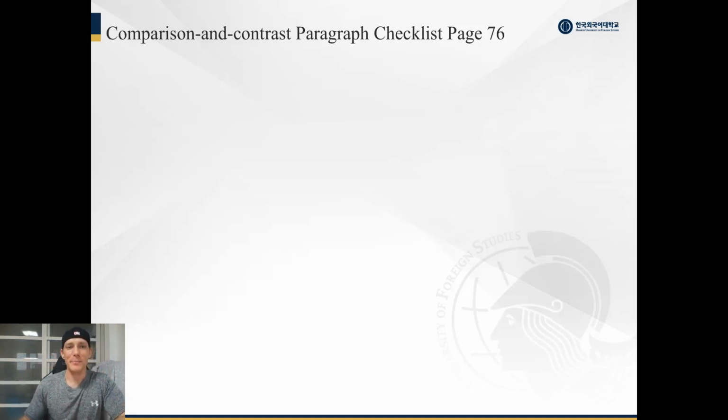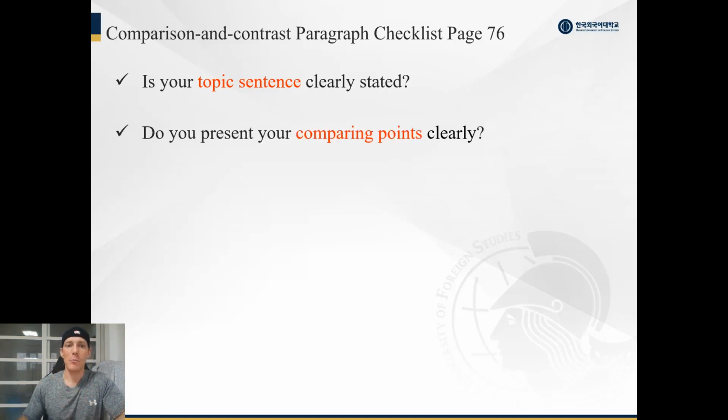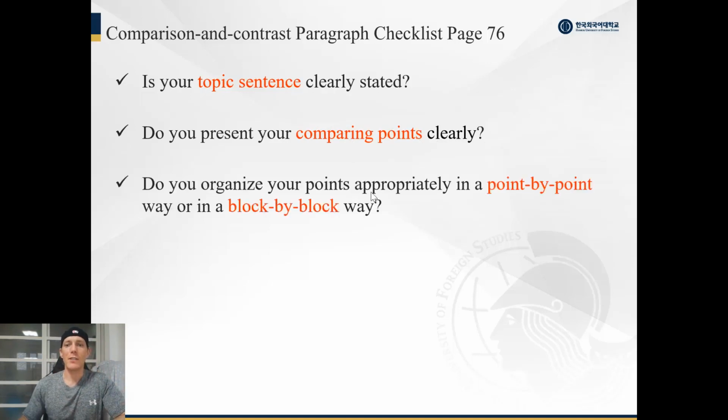So remember, you always need a topic sentence saying what you're comparing and the things that you're comparing about. You need to present your comparing points clearly, so you have to mention what they are and talk about them. You have to choose one style, point by point or block by block. Remember, in point by point, you compare two things all the time. Block by block is one thing at one time and then the other thing at one time.